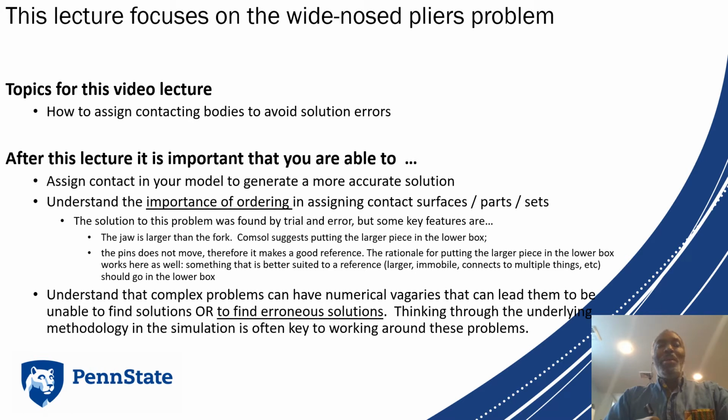Oddly, small changes in your model may actually allow it to solve in some cases and not others, and changes in the way the program runs in the background, sometimes due to updates, can make something that once was solvable, but maybe barely so in a way that you didn't notice because it was behind the scenes, an intractable problem with a different set of conditions or with an upgrade. So, understanding that complex problems can have numerical vagaries that can lead them to be unable to find solutions, or even worse, to find erroneous solutions, is something that's important. Thinking through the underlying methodology in the simulation, then, is often key to working around those problems.